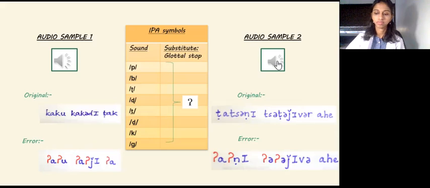Sample 2, target sentence, Taksani, Sataivar, Ahe. Taksani, Sataivar, Ahe.